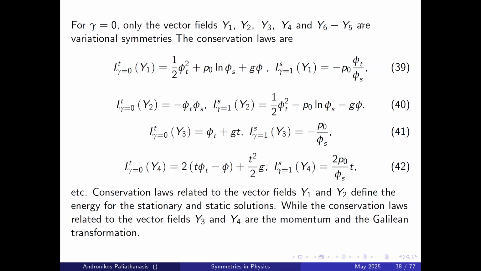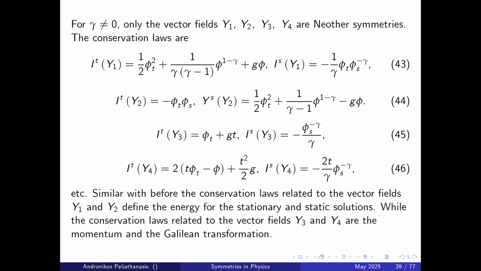I don't present this one because it is not really necessary, but you can calculate it. So the conservation laws related to the vectors Y1 and Y2 define the energy for the stationary static solutions, while the conservation laws related to the vector fields Y3 and Y4 are the momentum and the Galilean transformation. We do the analogy with analytic mechanics.